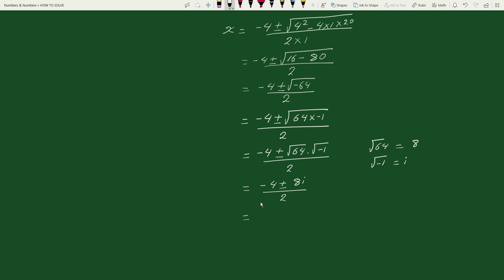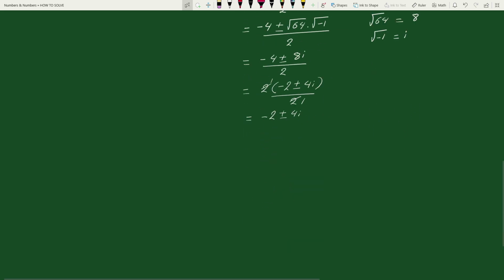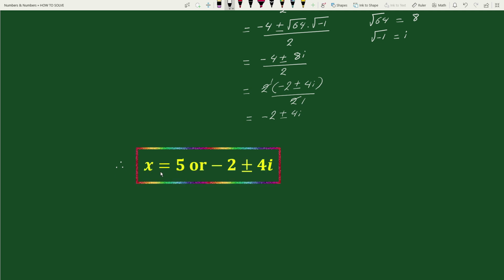Taking out 2 as a common factor from both the terms in the numerator, we can write this as 2 times (minus 2 plus minus 4i) by 2. Here the 2 will be reduced by 2. This equals minus 2 plus minus 4i. Therefore, x equals 5 or minus 2 plus minus 4i. This is your solution.